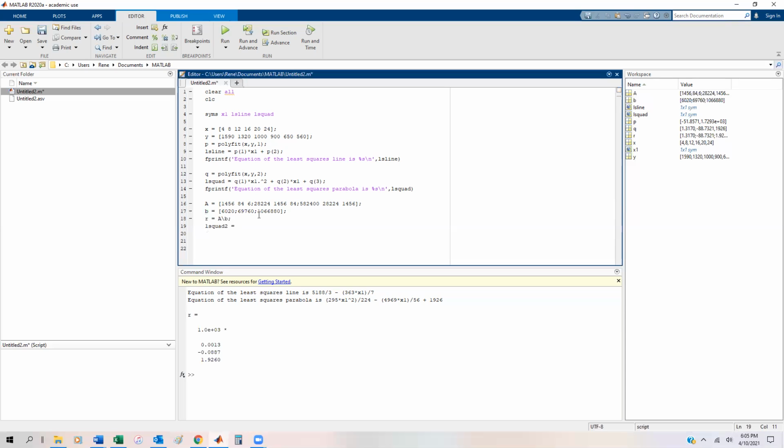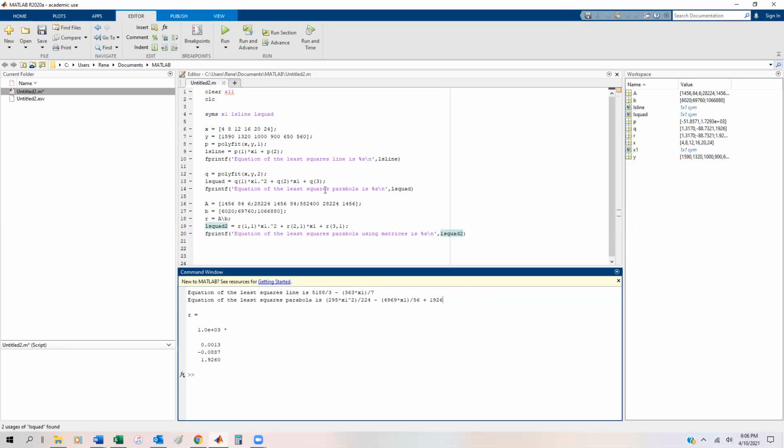And that's going to be equal to R11 times x1 squared plus R21 times x1 plus R31. All right. And finally, we can just copy this and the parabola using the matrices is, and I'm going to call this LS quad 2. All right, so let's see if we get the same thing.